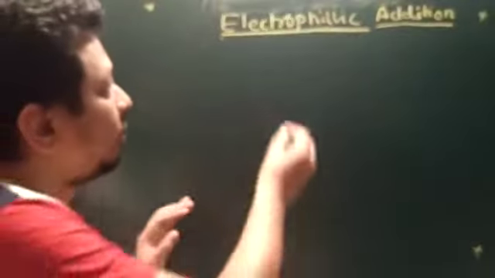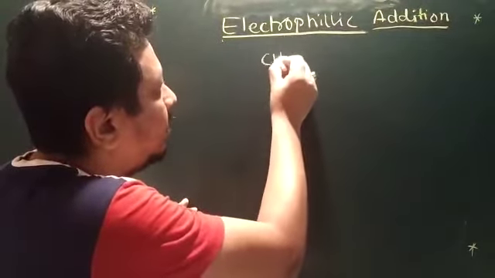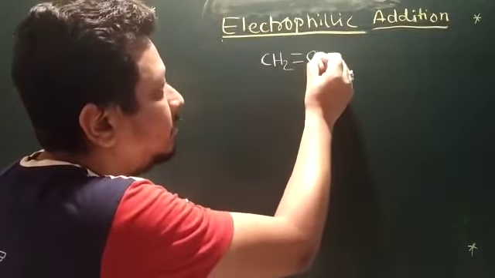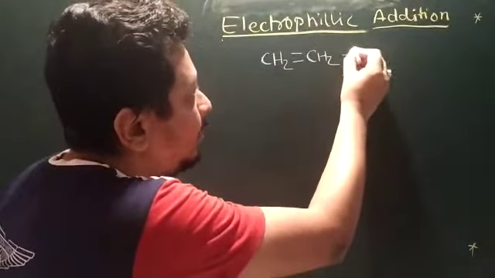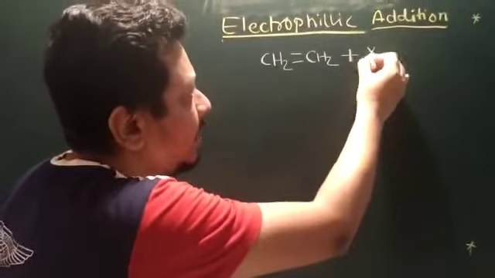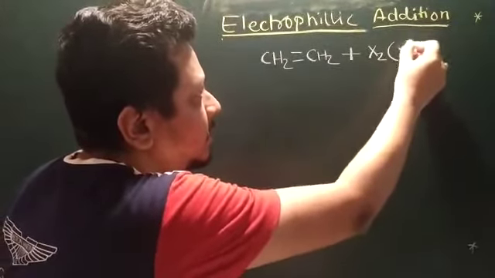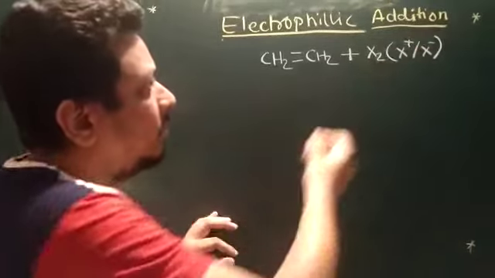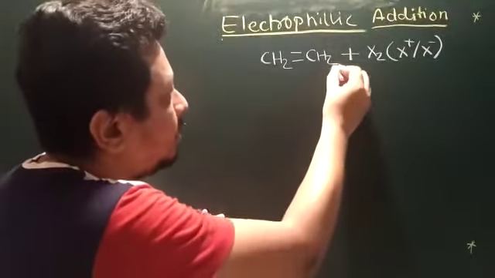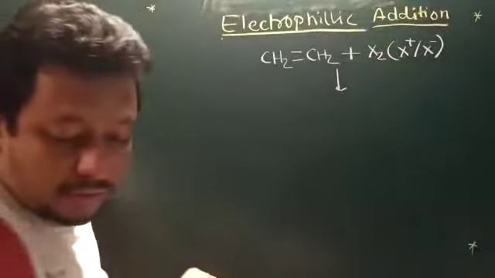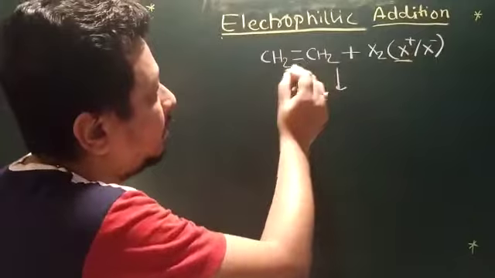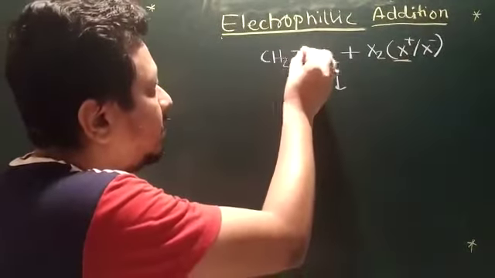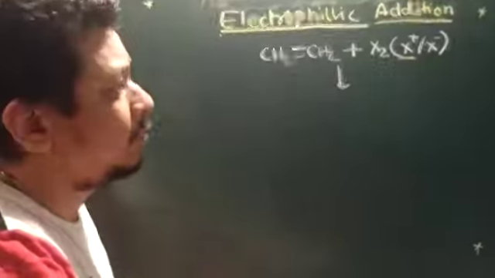The primary requirement of electrophilic addition is nothing but the double bonded carbon. If you have an alkene, that is the primary requirement for electrophilic addition. So whenever it is coming with some halogen X2, which is X plus and X minus, the first step is that the electrophile present in the halogen and the nucleophile present in the pi bond will be exchanged.